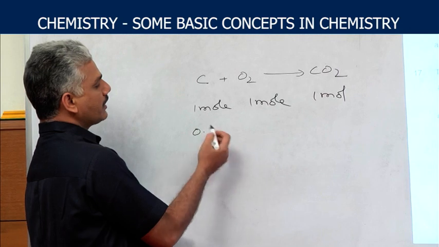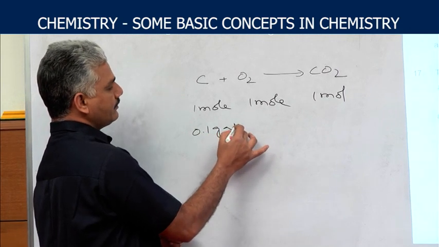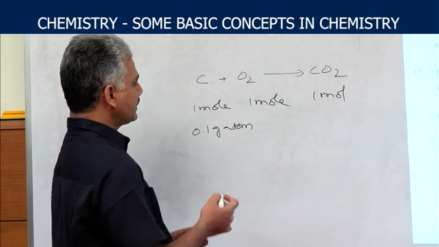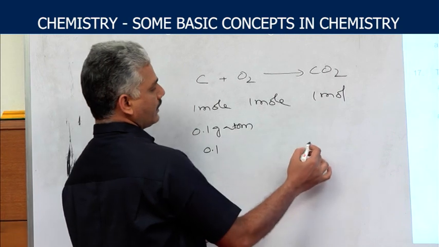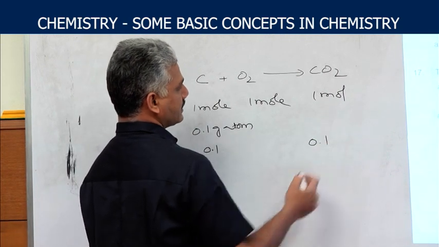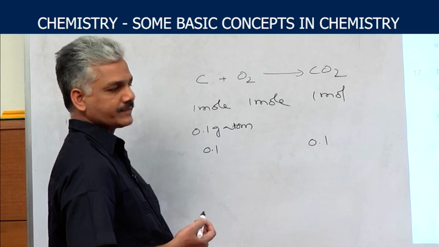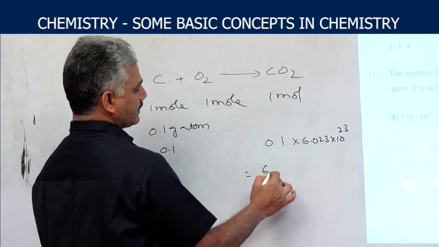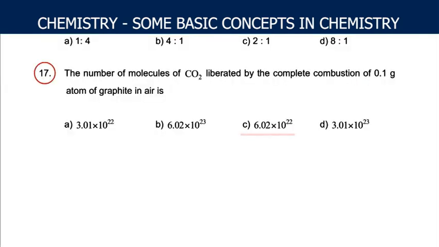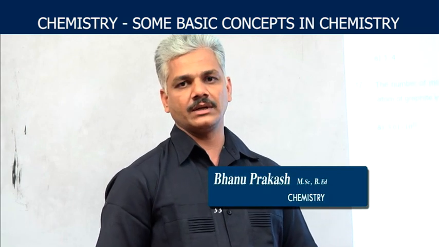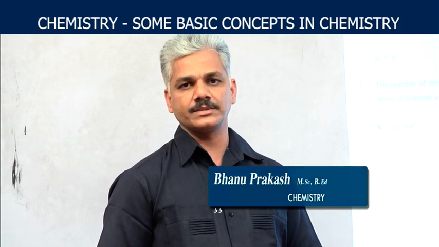In the given problem, 0.1 gram atom of graphite is taken. That means indirectly 0.1 moles of carbon is reacting. Therefore, the quantity of carbon dioxide formed is also 0.1 moles. So, finally, the answer comes out to 6.023 into 10^22. The nearest answer can be taken as the third one, C. So, for this 17th question, the correct option is C. Like this, problems are to be attempted in this basic concepts of chemistry.